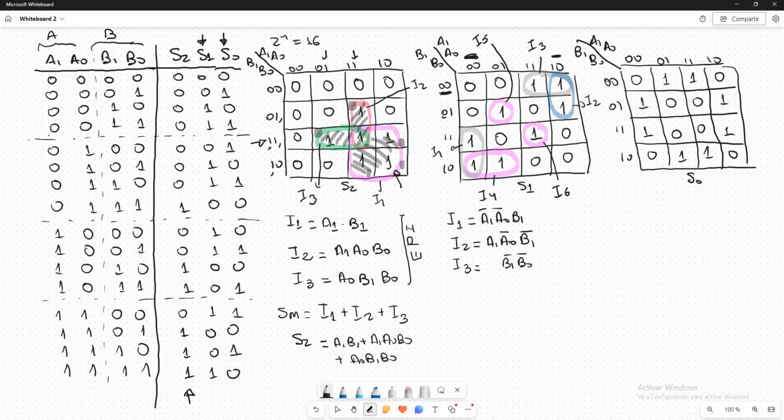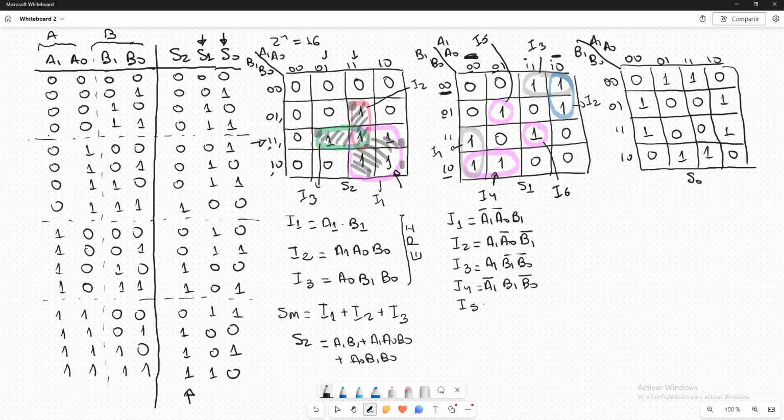Here in the columns, the variable that doesn't change is A1, and it's not negated because its value is 1. Implicand 4 is this one, so we have the value of the row, that is B1, B0, B0 negated because it's 0, B1 not negated because it's 1, and if we look at the columns, the variable that doesn't change is A1, and in this case is negated because it's 0, 0 and 0.